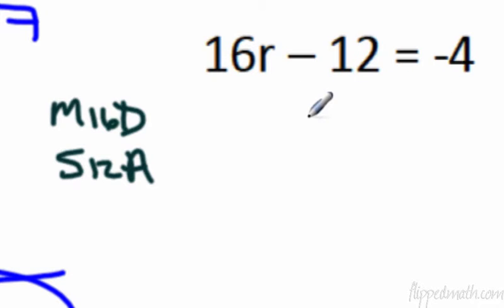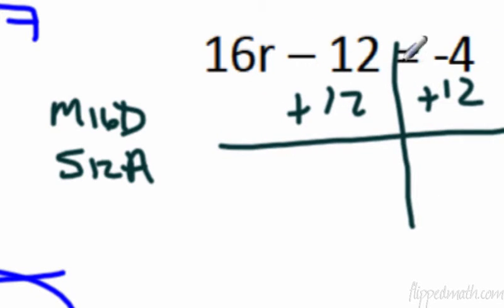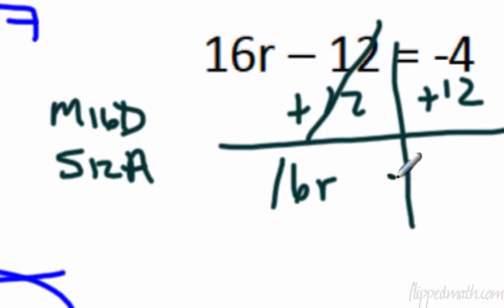We add 12 to each side, plus 12. Here's the middle of the equation. We have to be careful of our integers. So read it left to right like a book. So 16r comes down. We have the subtraction. When we subtract 12 and we add 12, they cancel. The equal sign comes down. Negative 4 plus 12 is 8.